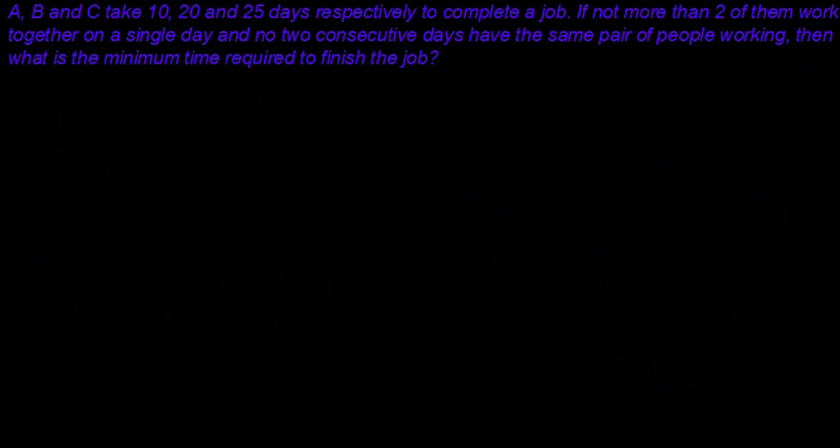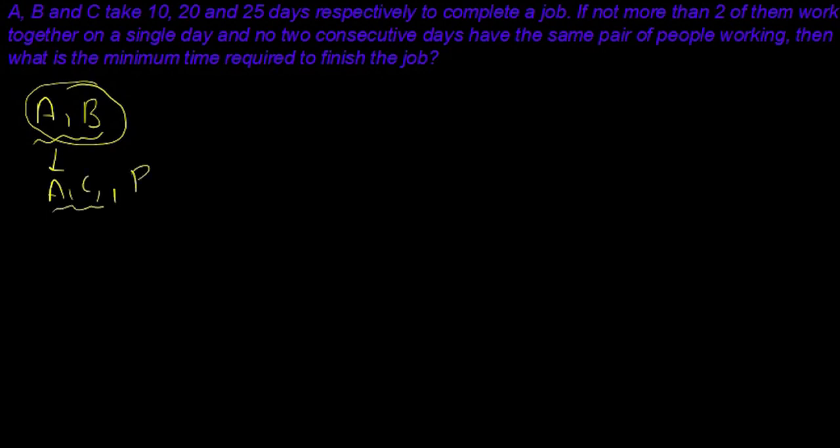A, B, C take 10, 20 and 25 days respectively to complete a job. If not more than two of them work together on a single day, and no two consecutive days have the same pair of people working. What does that mean? If you start to work with A and B, you can't do the work with the same pair. You need to change the pair, whether it could be A and C, or B and C, doesn't matter. But you cannot do the same work with the same pair.